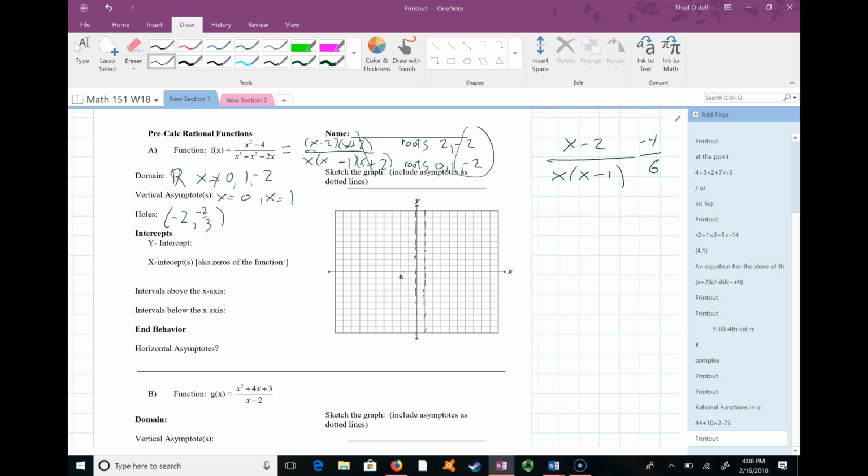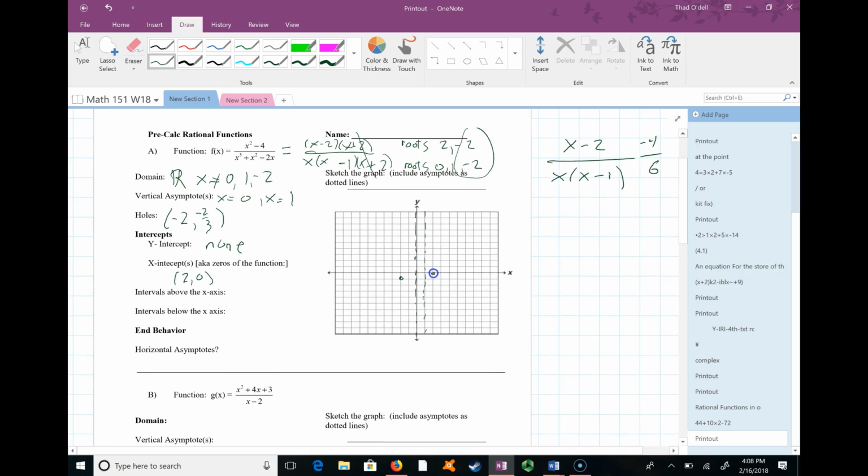Oh, and then x-intercepts. Well, first do the y-intercept. Looks like the y-intercept is going to be, oh, there is no y-intercept, right? Because we have an asymptote there. So that'd be none. And x-intercepts, that would just be 2, 0. So that'd be right there. And so intervals above and below the x-axis, well, we know that it's below right here because of the hole. So we know it's below from negative infinity to 0 for sure.